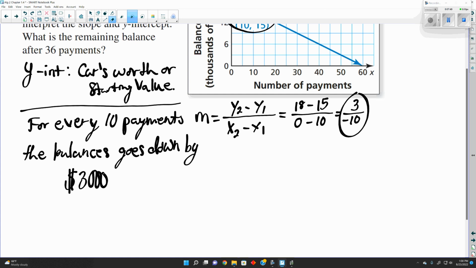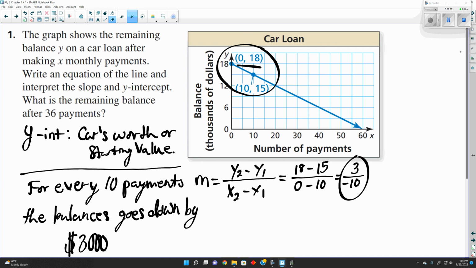Are there different ways we could have phrased that? Yes. Because again, when we're interpreting the slope, we're just describing what the slope is telling us. Because I mean, we could have said go down, we could have said decreased. I mean, if we could have said that for every 5 payments, the balance goes down $1,500. There's different ways we could say it. Or the balance decreases by $3,000 for every 10 payments. Different ways we could phrase it. But as long as we're getting the same point across, that's what matters. Yes? All right.